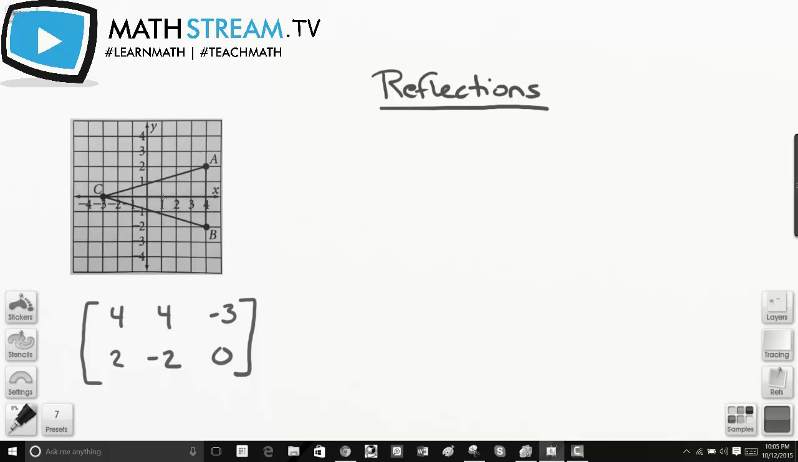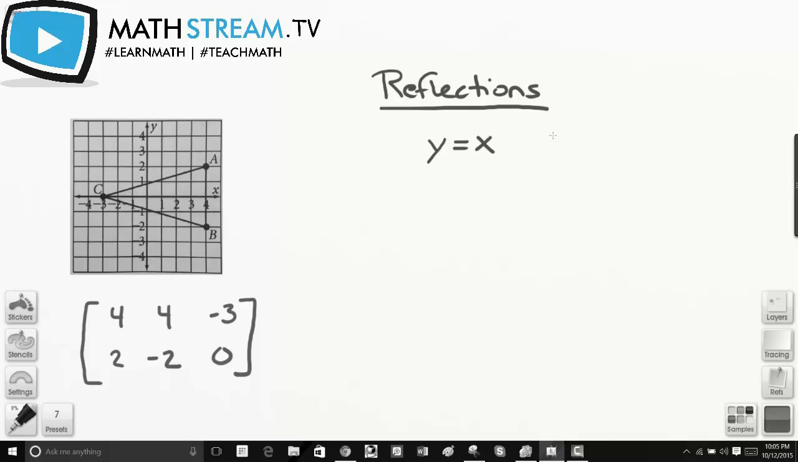Now in your homework, or in your packet, number 5 asks you to make a reflection across the line, or it says a reflection in y equals x. So you might be wondering, what does that mean? A reflection, and we always say a reflection in because it's like a mirror. So a reflection in y equals x. Well, y equals x is a line, right?